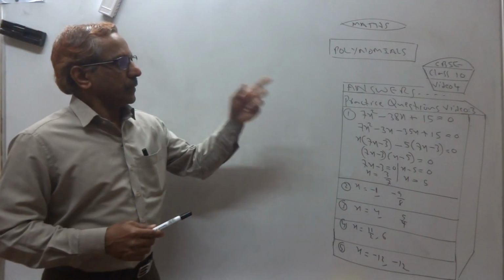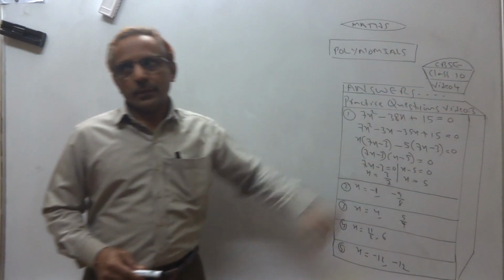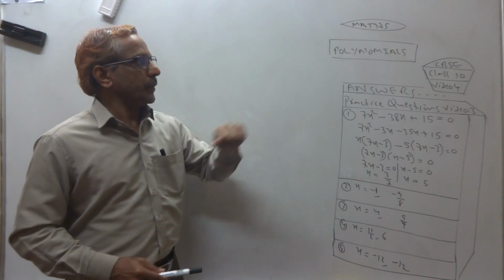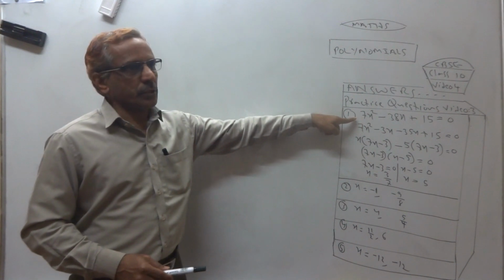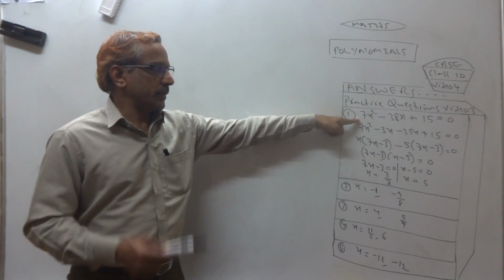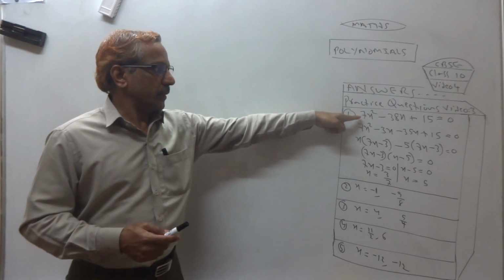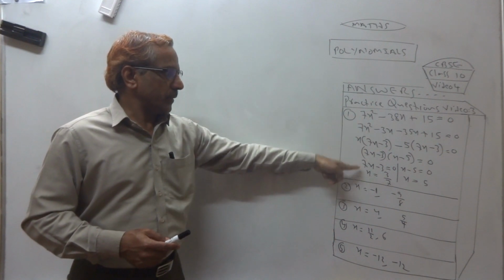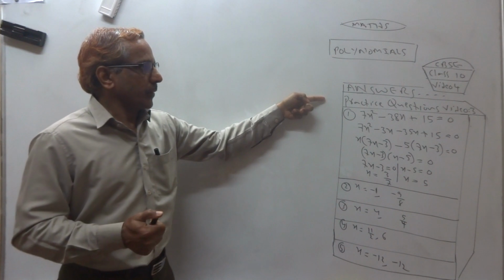Yeah, this is the fourth video. In the third video of polynomials, the first correct question is this. Please check that first correct question. I think it was 9x square. No, 7x square is correct. And you can check all your answers of last video, video 3.